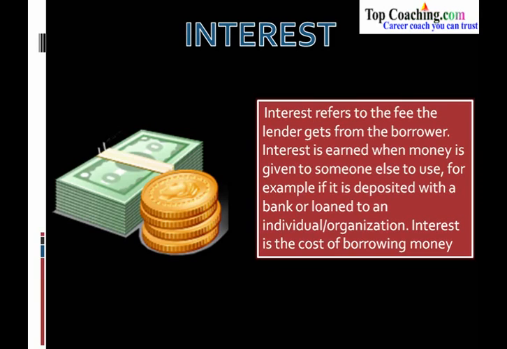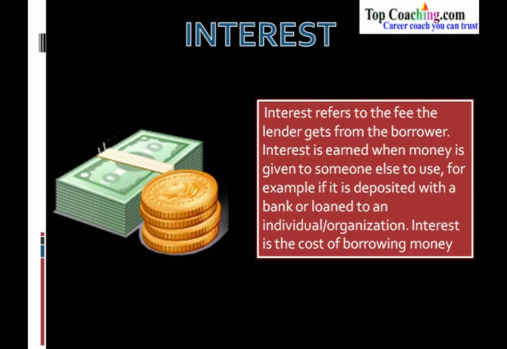Now, interest is earned when the money is given to someone else for use. For example, whenever we deposit some money in the bank, the bank keeps that amount for some time, and because it keeps it for some time, it pays an extra interest on the amount we have deposited. That is why we give so much importance to a savings bank account, because after some years we get an extra amount on the amount that we have deposited with the bank, and this extra sum of money is known as interest.